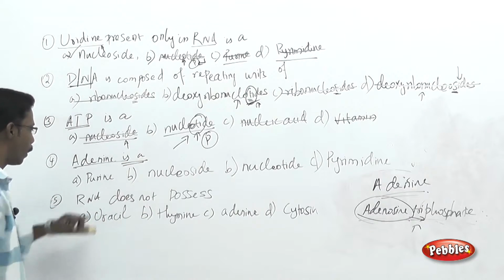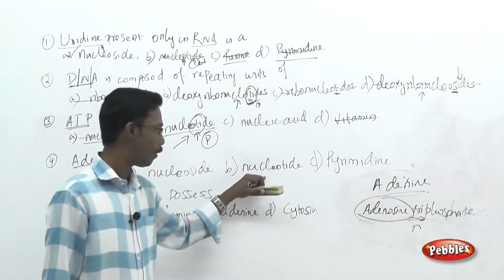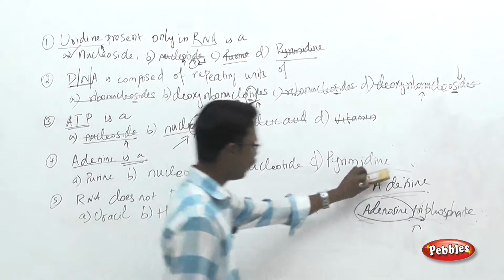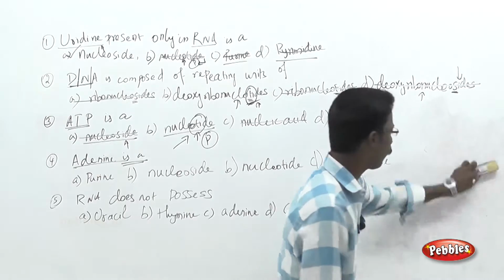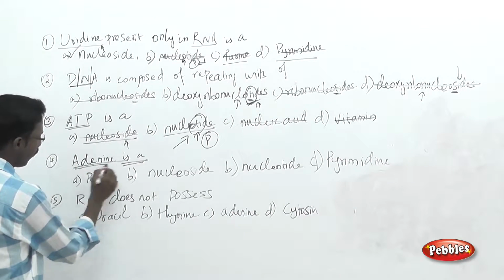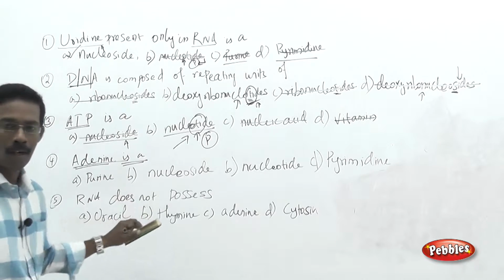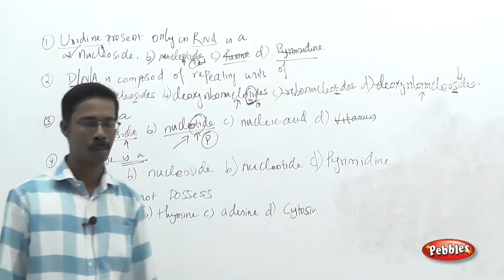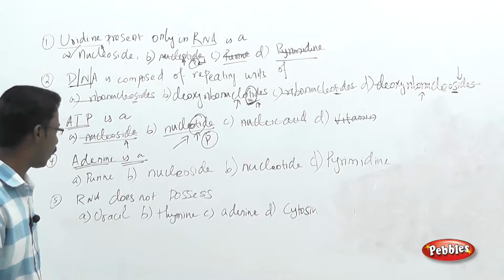Adenine is a purine, nucleoside, nucleotide or a pyrimidine. Okay. So this is a straightforward question but a bit confusing question. Adenine, we all know, is a kind of nitrogenous base present in DNA and RNA.